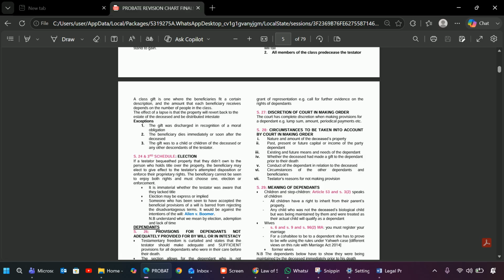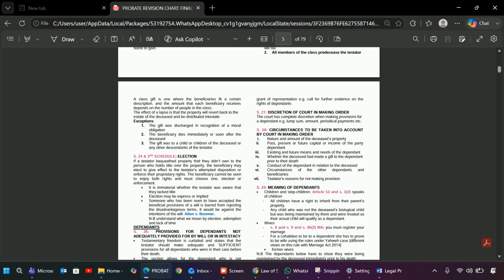I repeat, if a testator has bequeathed property that they did not own to the person who holds title over the same property, the beneficiary may elect to give effect to the testator's attempted disposition or enforce their proprietary rights. The beneficiary cannot be seen to enjoy both rights and must choose one, election or enforcement.